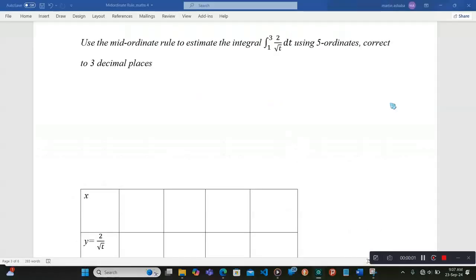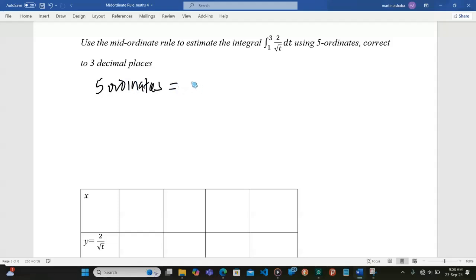So ladies and gentlemen, once again, we have another example on using the mid-ordinate rule. Use the mid-ordinate rule to estimate the integral from 1 to 3 of 2 over root of t dt, using 5 ordinates, correct to 3 decimal places. If they say 5 ordinates, they are talking about 4 sub-intervals.